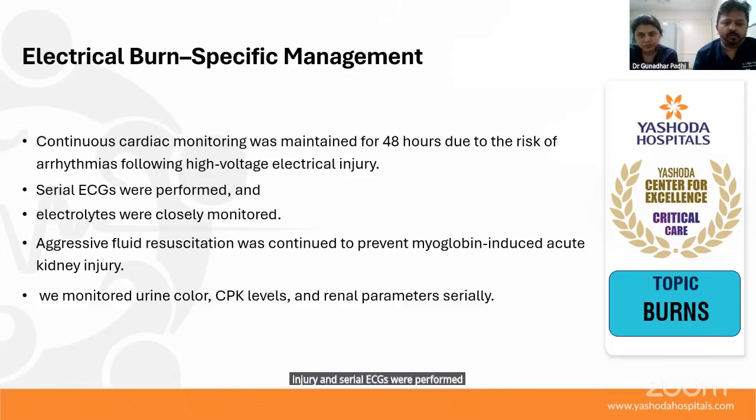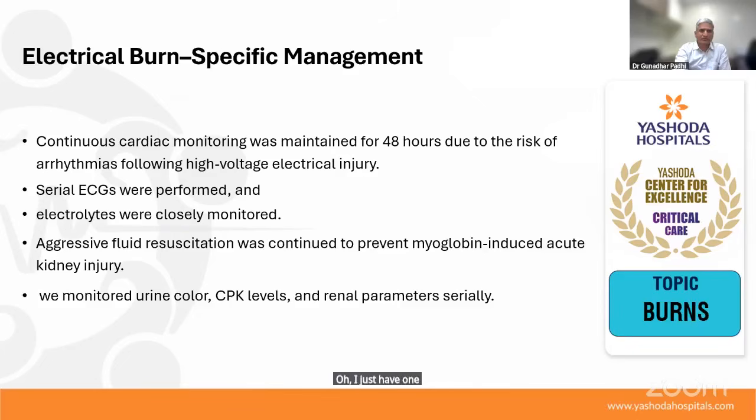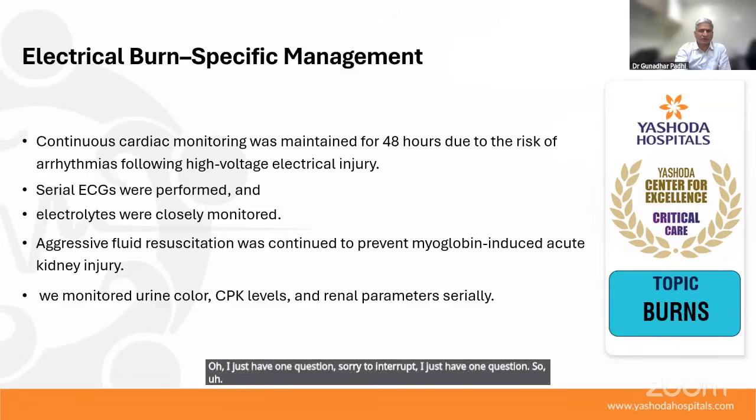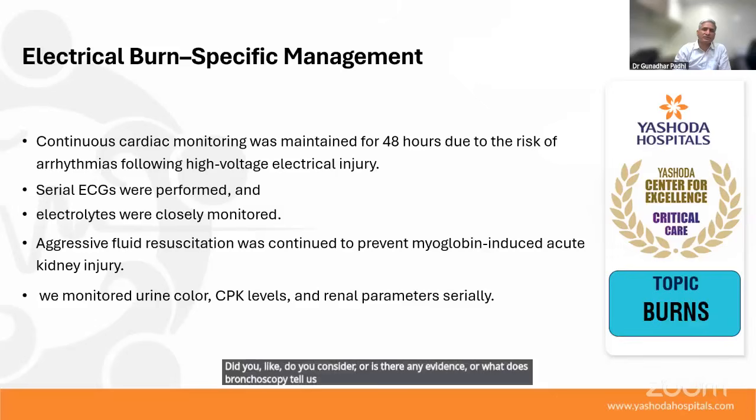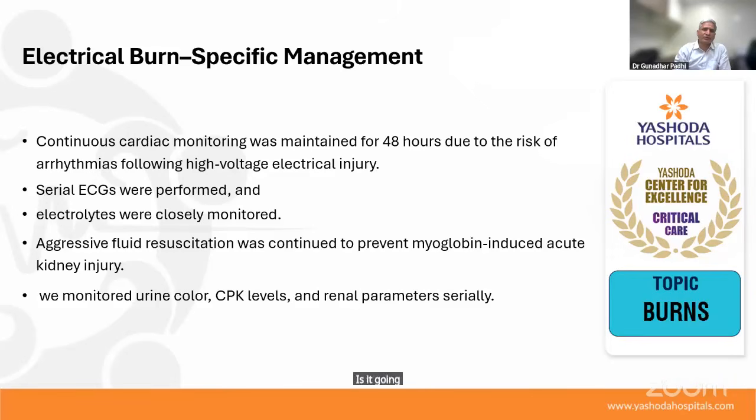So I just have one question. Sorry to interrupt. Did you consider doing a bronchoscopy because your patient has an upper airway injury? You were told that he has soot in the upper airway. There is hoarseness. Is there any evidence, or what does bronchoscopy tell us in such cases? Is it going to be helpful in prognostication?